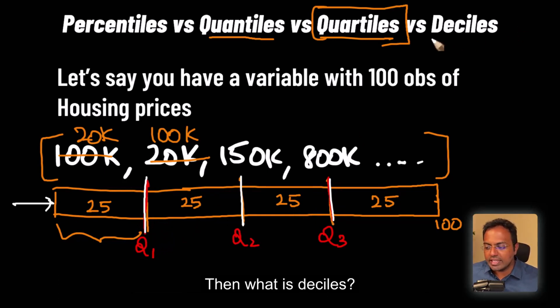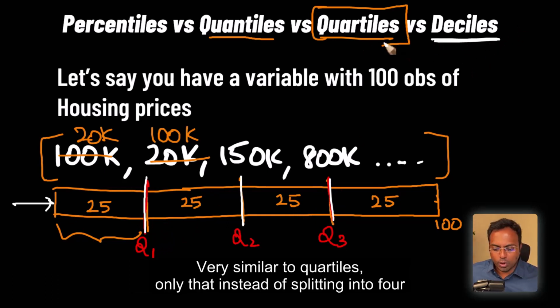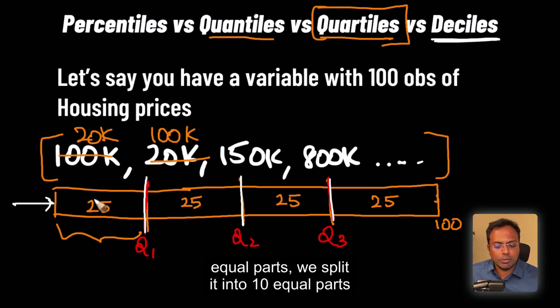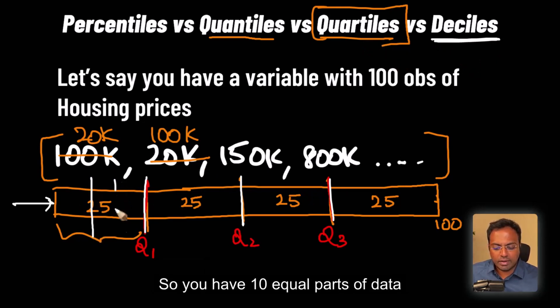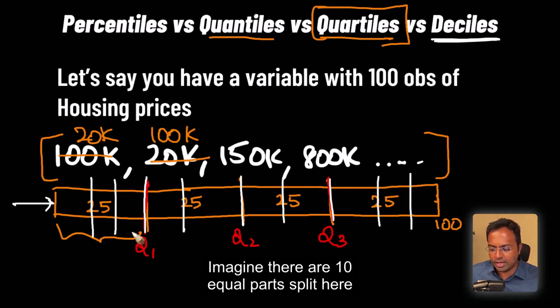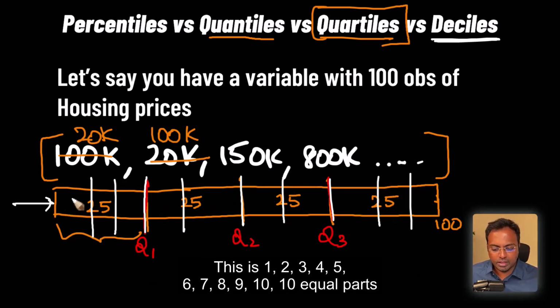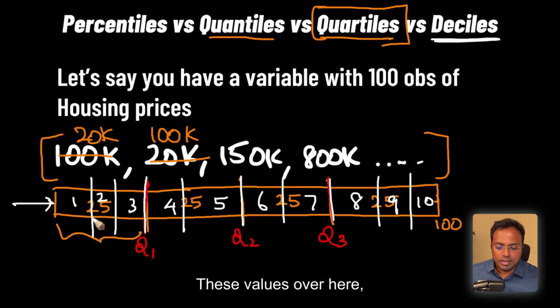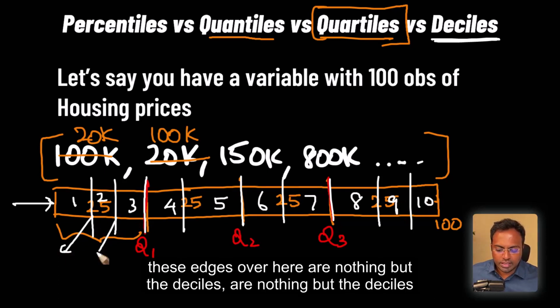Then what is deciles? Very similar to quartiles, only that instead of splitting into 4 equal parts, we split it into 10 equal parts. Imagine there are 10 equal parts split here. This is 1, 2, 3, 4, 5, 6, 7, 8, 9, 10. 10 equal parts. These edges over here are nothing but the deciles.